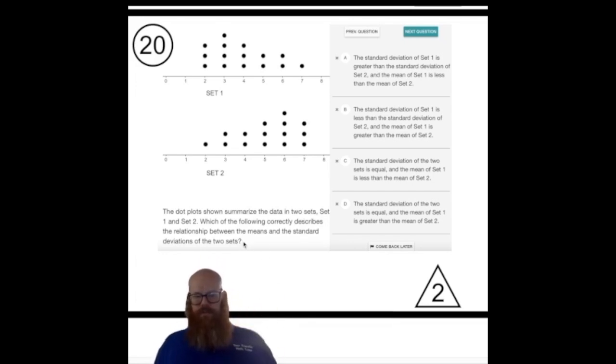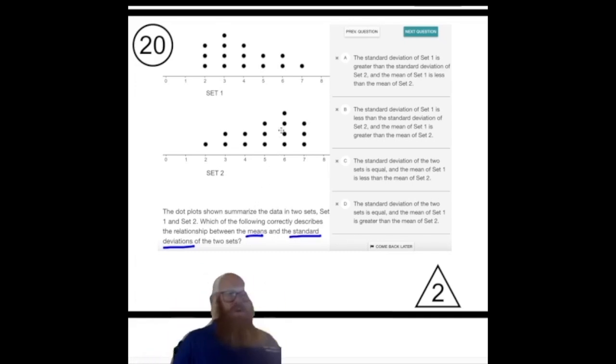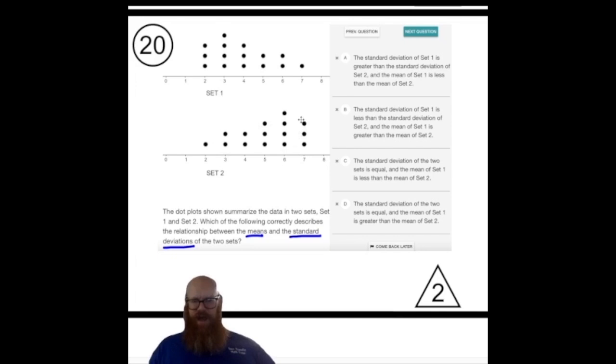So we want to first be able to figure out the relationship between the means and standard deviations, but we don't want to have to do any actual calculations. So first, the means. Well, if you look at set 2, there are a lot higher values, right? There's way more 6s and 7s and 5s than there are here, and this one has a lot of lower values, more 2s, 3s, and 4s. So something that has higher values is just going to have a higher mean.